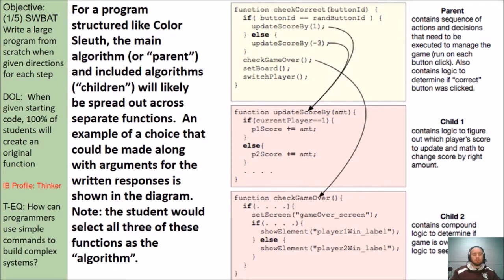So by the time you've hit bubble 11, you've done a lot of creating. And I just want to point out that for a program structured like Color Sleuth, that's the name of this program we're creating, the main algorithm, or the parent, and included algorithms, those are the children, will likely be spread out across separate functions. And an example of a choice that could be made along with arguments for the written response is shown in this diagram.